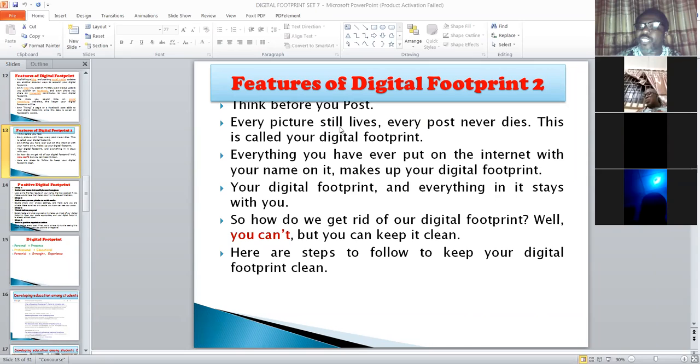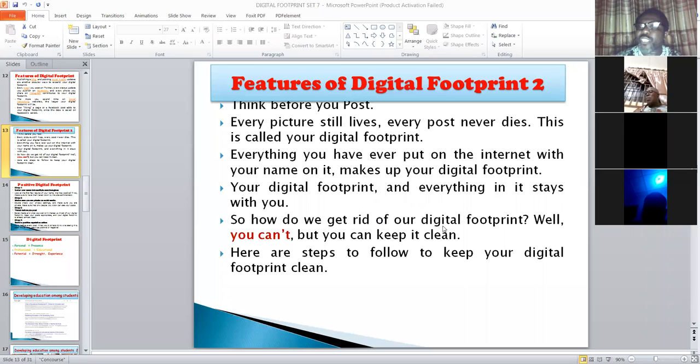You know the reason? Every picture still lives. Every post never dies. Everything you ever posted is going to be there for life. This is called your digital footprint. Is it not shocking? Is it not scary that everything you have ever posted 10 years ago is still alive, active? Everything you will ever post will still be active 100 years after you are gone. That's the truth. Think before you post. Everything you ever put on the internet with your name on it makes up your digital footprint. It's not going away. It stays with you forever.